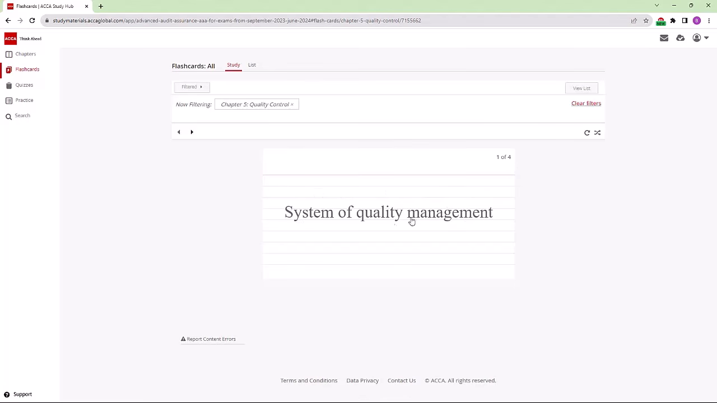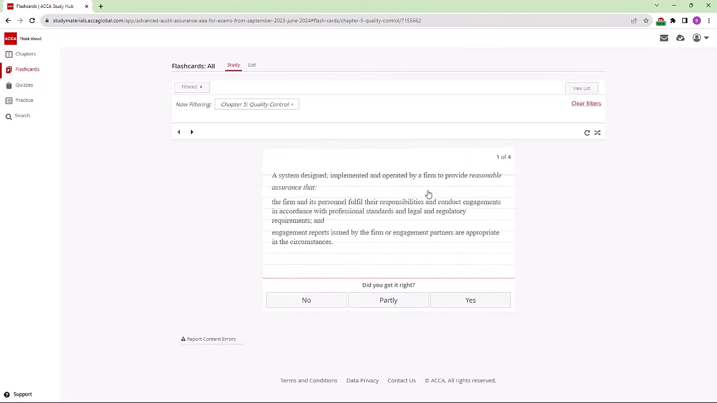So it gives you a definition or something. So here, a system of quality management. You have to have a think about what that is. Have a think. What is a system of quality management? And once you've had a thought about it, you can click on the flashcard and it will bring up the textbook definition.